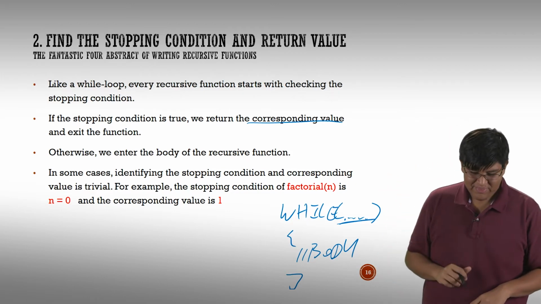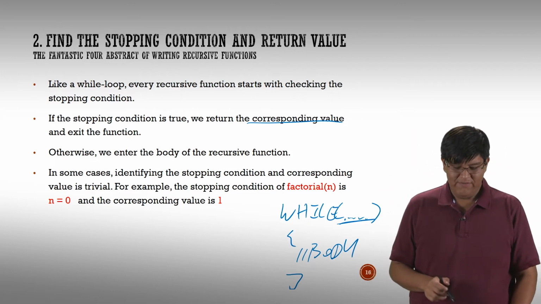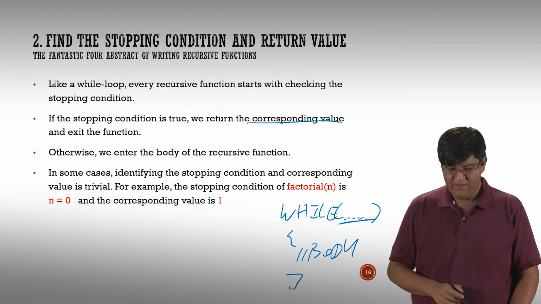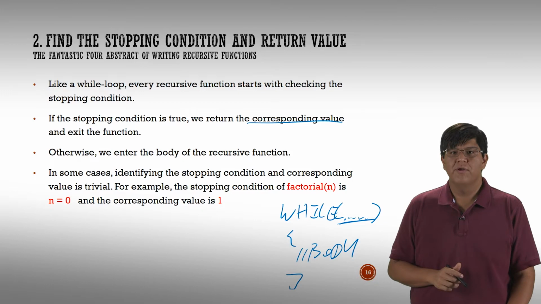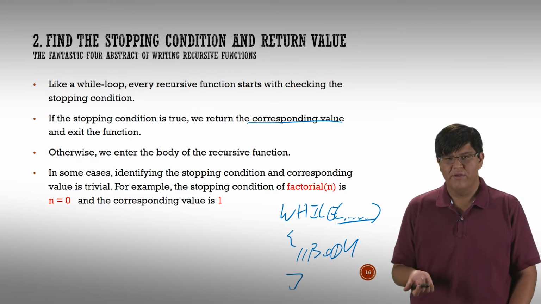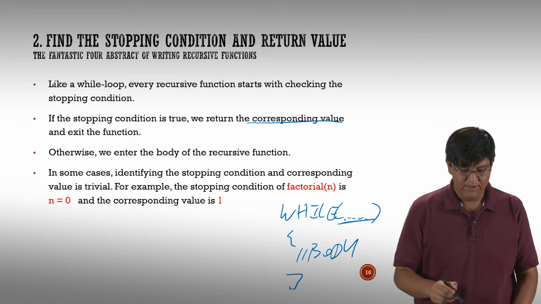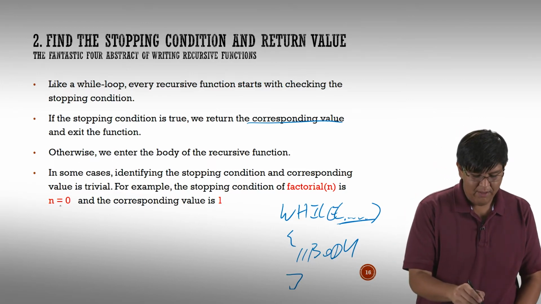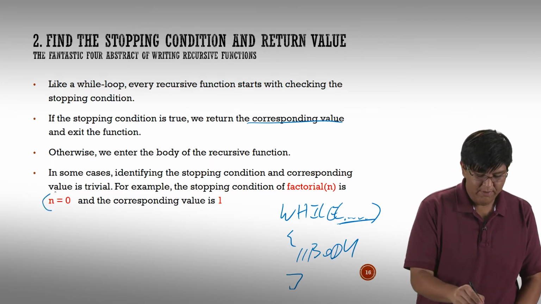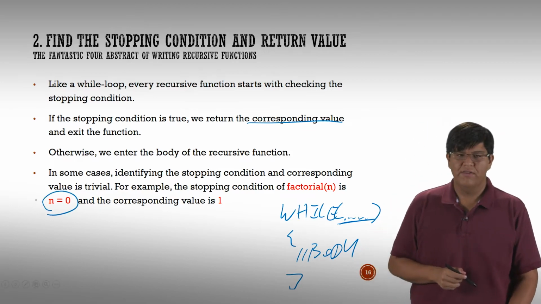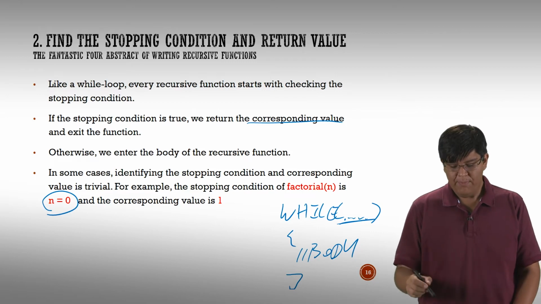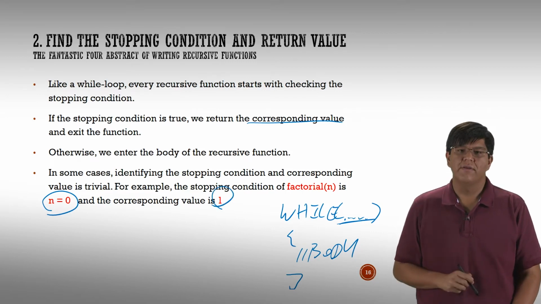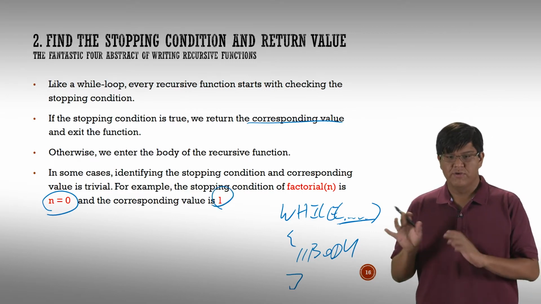So we want to identify our stopping condition and our corresponding value. The question there is, for factorial, what is the simplest possible number I could take the factorial of? Well, that's going to be 0. So my stopping condition is going to be when n equals 0. When I get to the very smallest factorial, I'll stop, and when I stop, I'm going to return the value 1. So that's my stopping condition and return value.